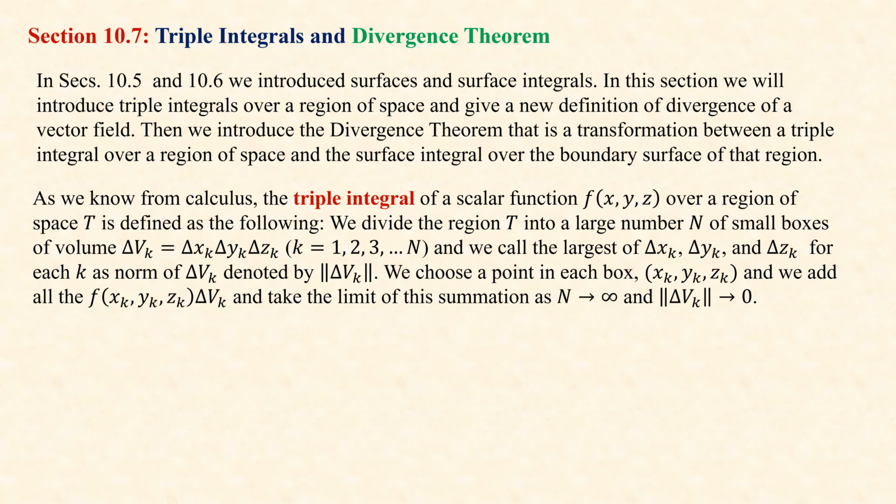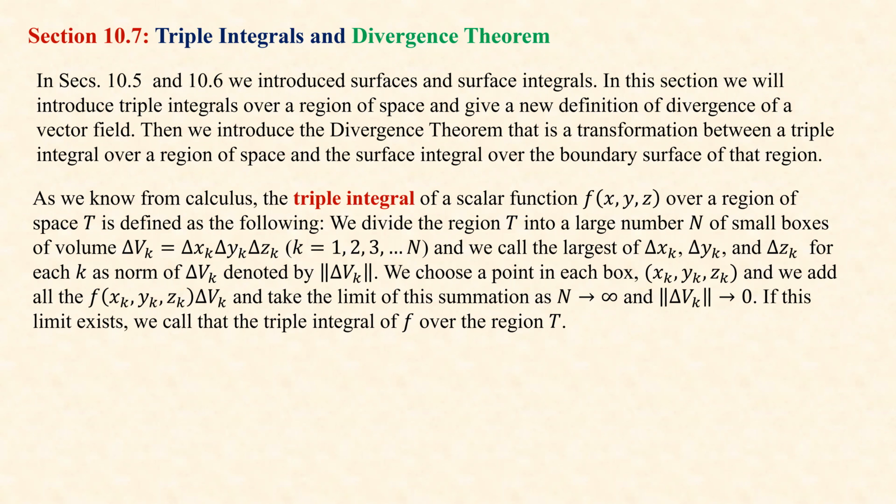We choose a point in each box. We call its coordinates X_K, Y_K, Z_K. And we add all the values of f evaluated at that point times the volume of that cell, and take the limit of the summation as n goes to infinity, meaning the number of cells goes to infinity and each cell shrinks to 0. If this limit exists, we call it the triple integral of f over the region T. This is the normal definition of integral in calculus.